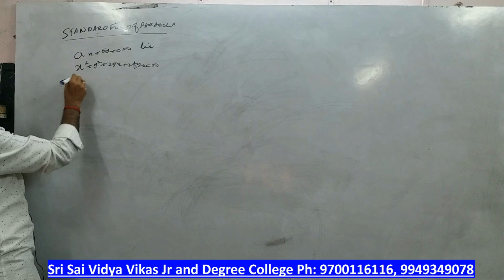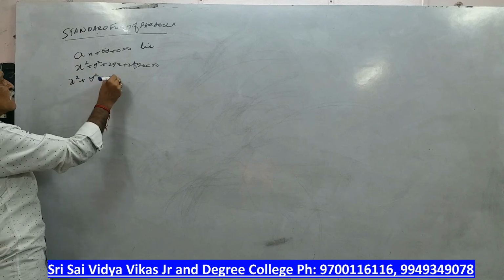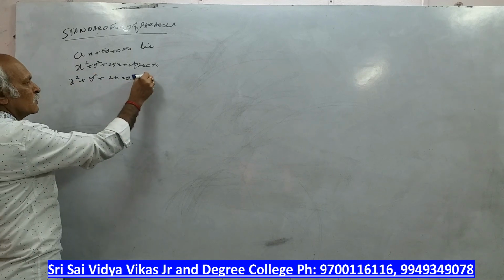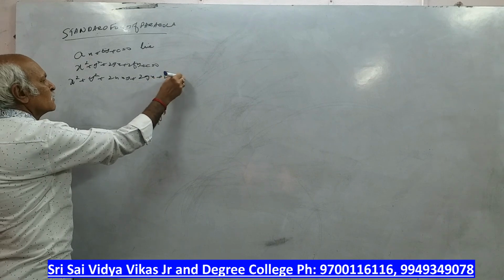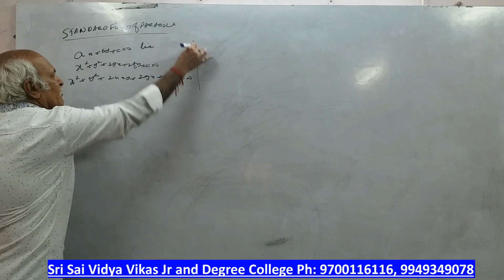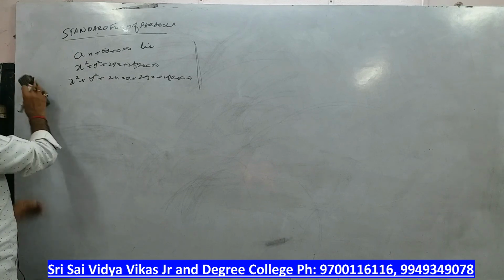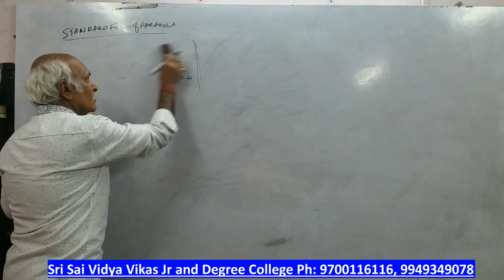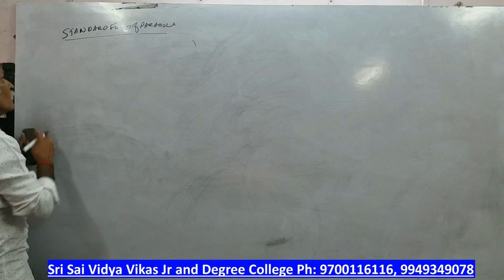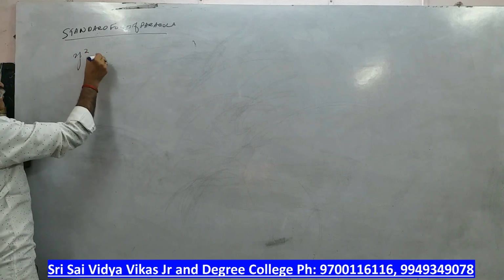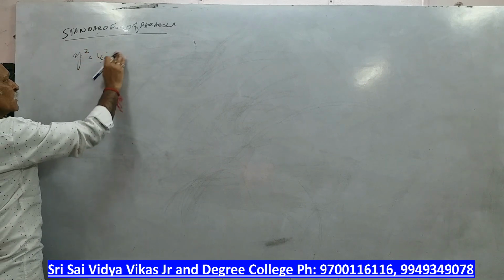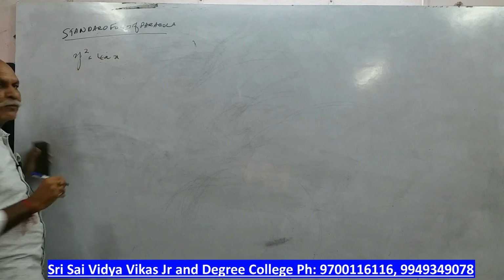Similarly, pair of straight lines you know very well. These are called standard forms. Once I say standard form, you have to remember this. But parabola also will have a standard form. Now, y square is equal to 4ax is the standard form of the parabola.